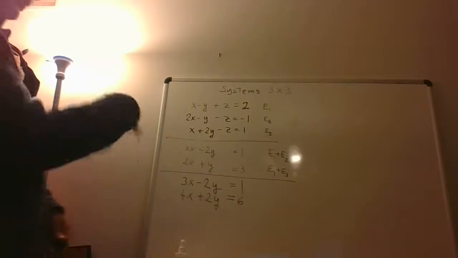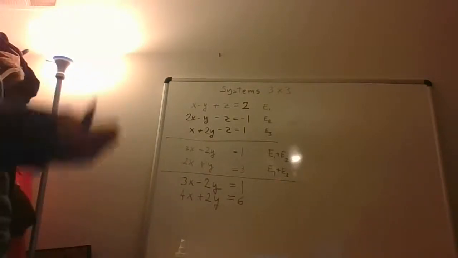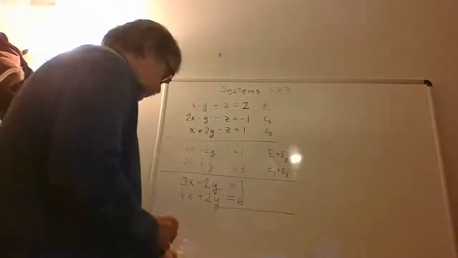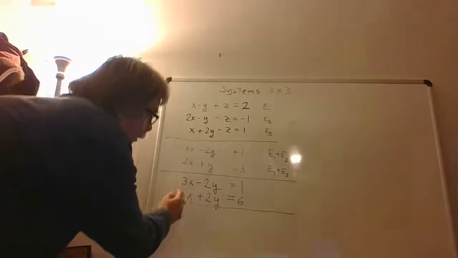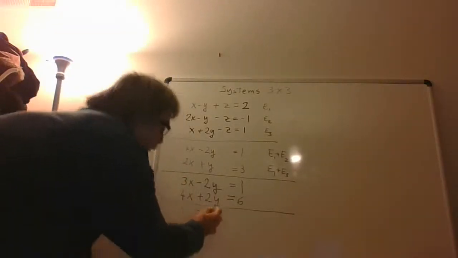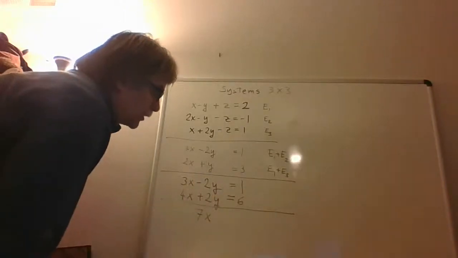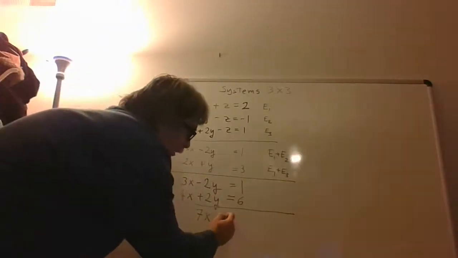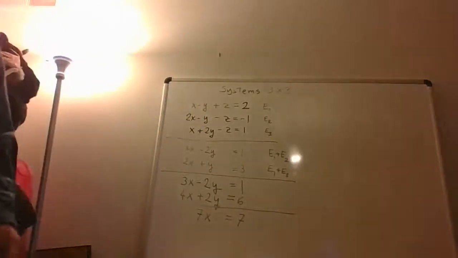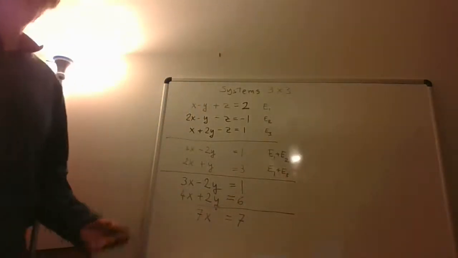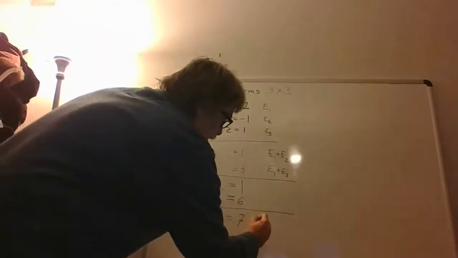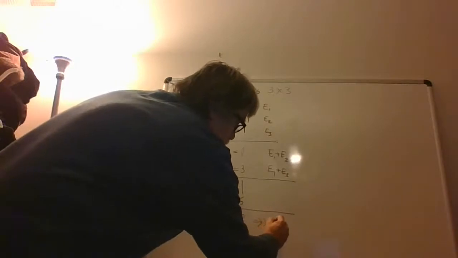And now, so this is the preparation for elimination step. And I am going to now add these two equations. I'm going to add 3 and 4x, which is 7x. I'm going to add negative 2 and positive 2y, and that's 0. And on the other side, I have 1 plus 6, which is, of course, 7. Okay? You can see what x is. x is 1. So 7x is equal to 7. That gives me x equal 1.